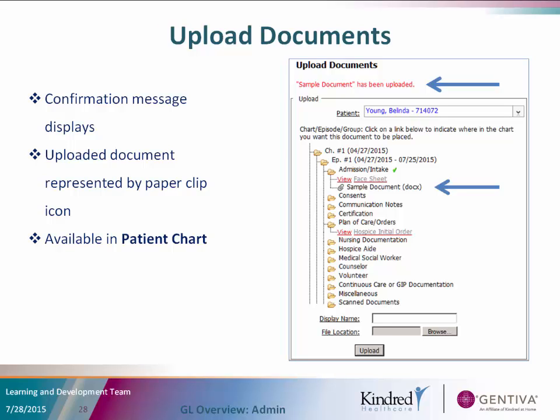At the top, above the patient name, you will see in red letters the name of the uploaded document. In my example, the document name is Sample Document. Then, in the file structure, you will see the document name with a paperclip icon next to it. This document can also be viewed from the patient chart.